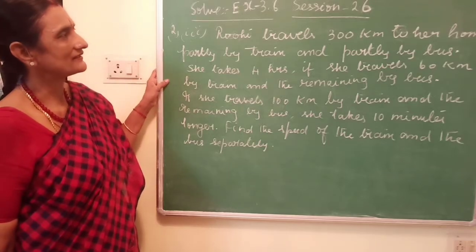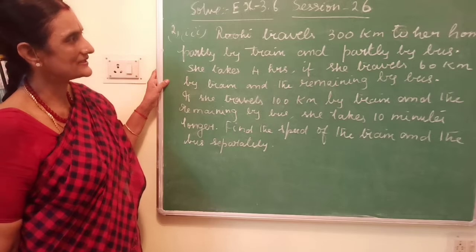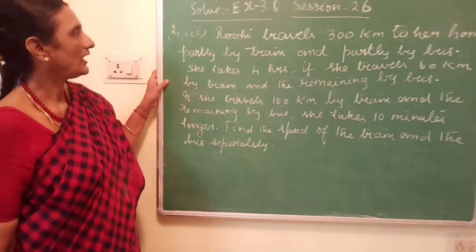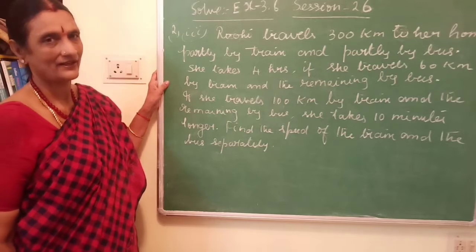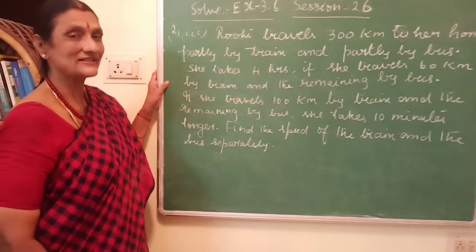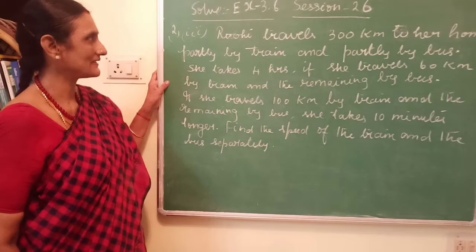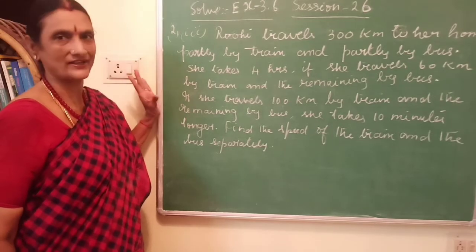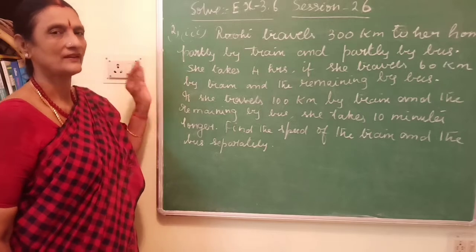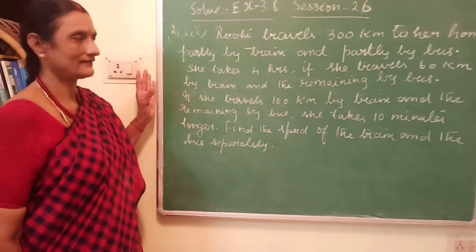Ruhi travels 300 kilometers to her home. How does she travel? Partly by train and partly by bus. We don't know what distance she travels by bus and what distance she travels by train. That you have to find out first. Okay? Please register that in your mind.